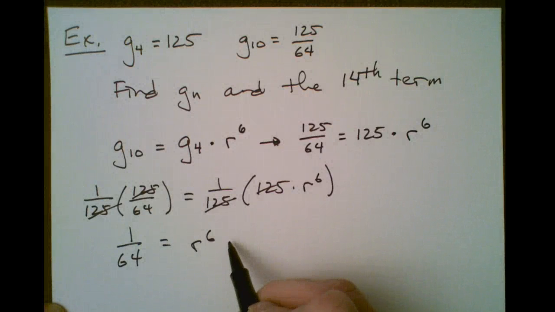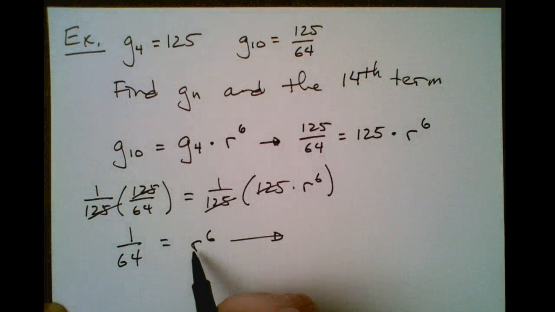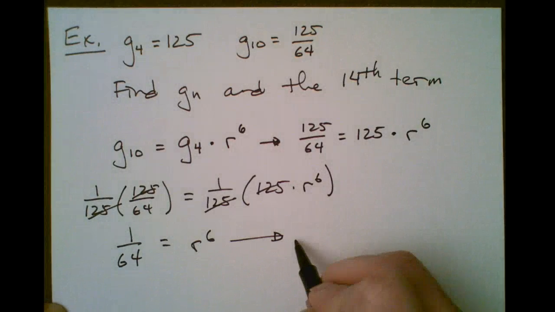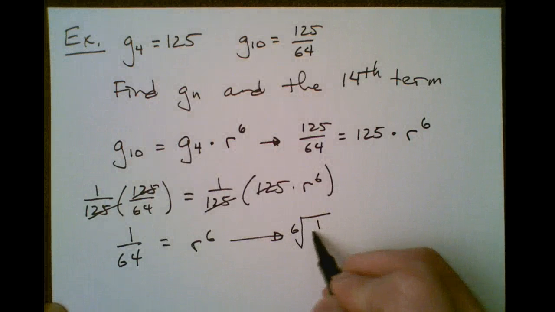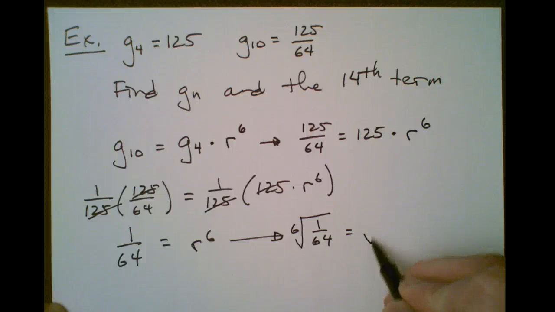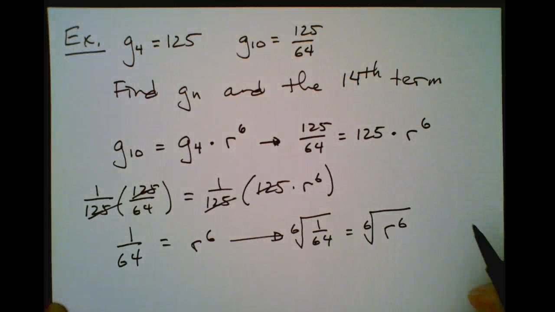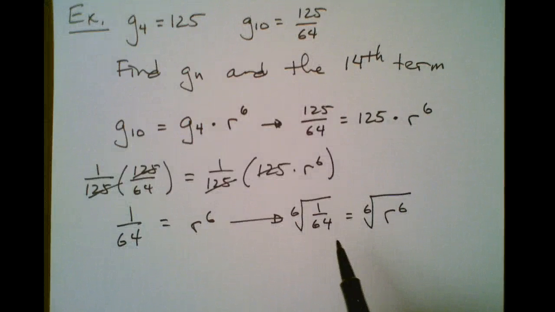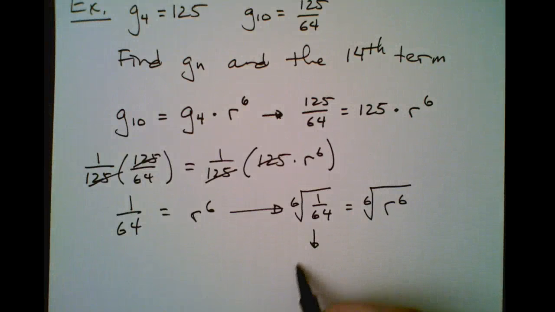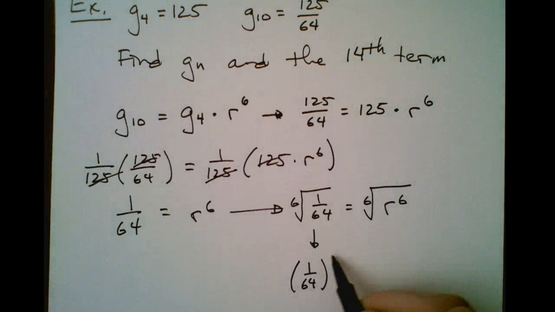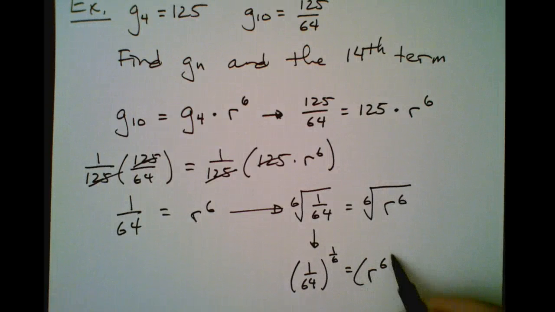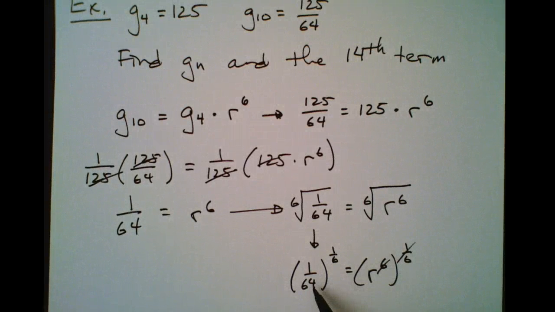So what I need to do is take the 6th root of both sides. If you remember from algebra, I'm going to take the 6th root of 1/64, and I'm going to take the 6th root of r to the 6th, and in algebra this is the same as raising it to the 1/6 power. So this is 1/64 raised to the 1/6 power, and this is r to the 6th raised to the 1/6 power. So these cancel each other out, and then we just have to plug this into our calculator.